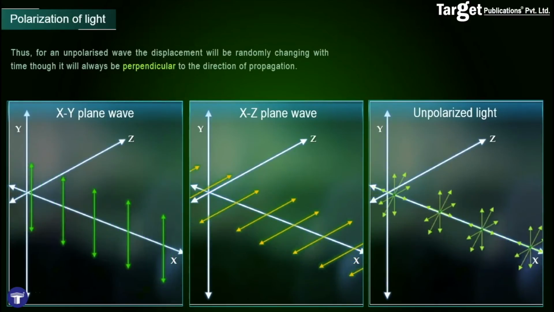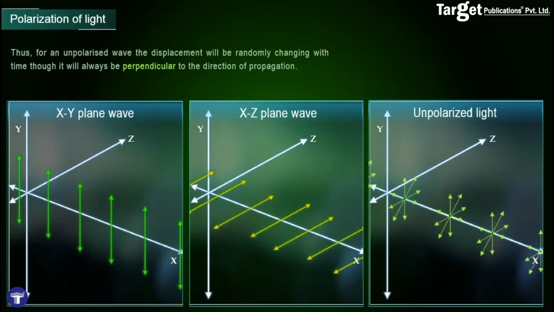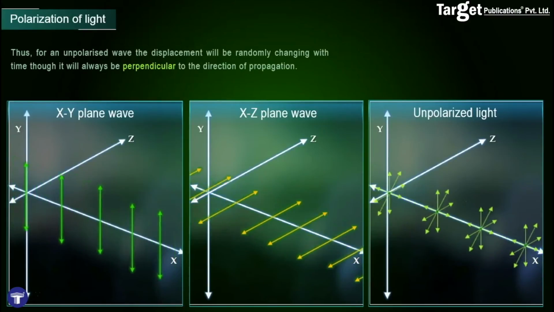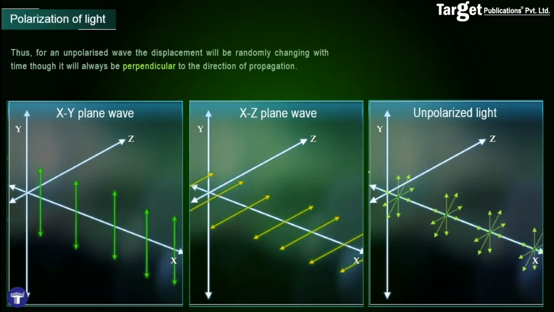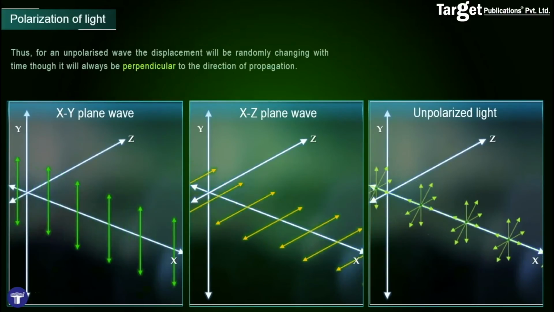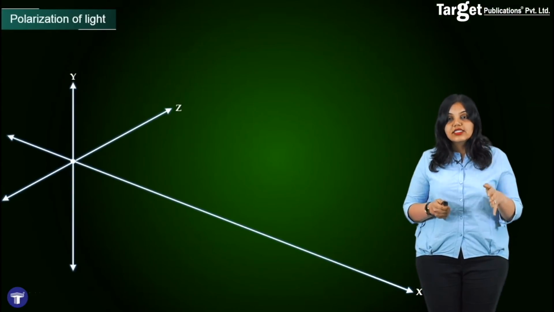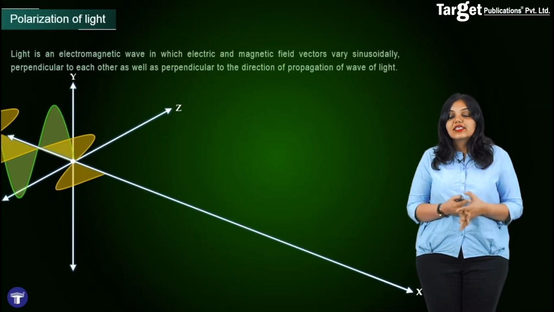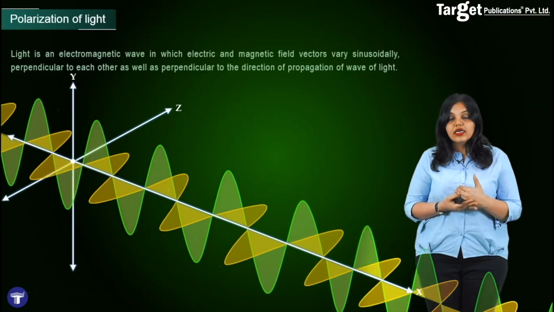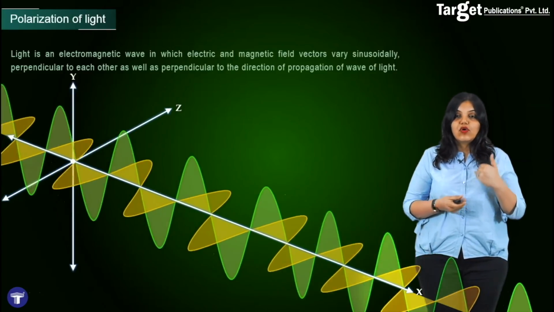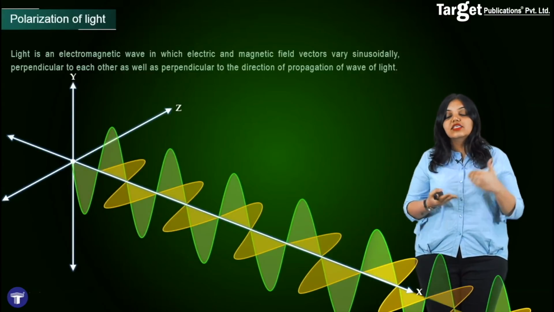However, in all the three cases, the propagation of the wave is always perpendicular to the vibration of the particle. Therefore, even in case of linearly polarized light or unpolarized light, the direction of propagation and the direction of vibration are always perpendicular, maintaining the fact that light is a transverse electromagnetic wave. Thus, light is a transverse electromagnetic wave in which electric and magnetic field vectors vary sinusoidally, perpendicular not only to each other but also to the direction of propagation of light. You can see from the diagram, here we have two waves at 90 degrees from each other.